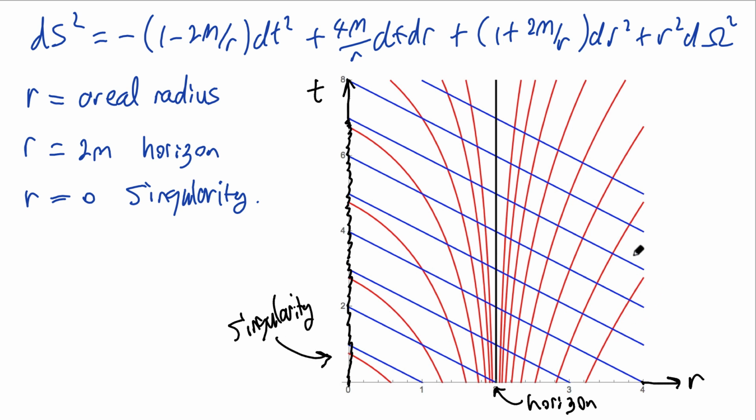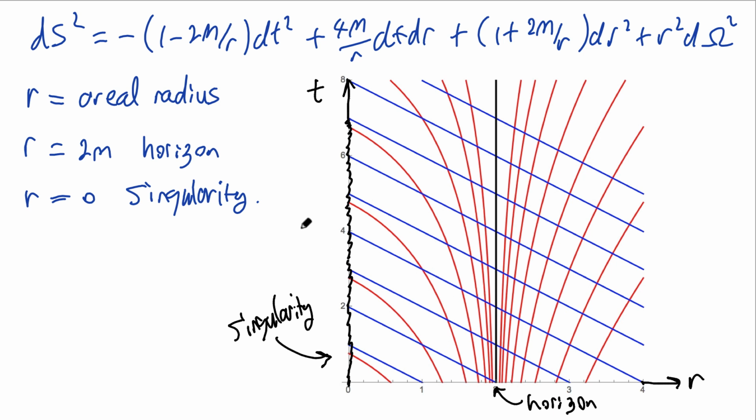Now keep in mind each point in this diagram is a two-dimensional sphere with areal radius r, and the curves here show the directions for null rays, the null geodesics in the rt plane. And you'll notice that inside the black hole, in this region where r is less than 2m, less than the horizon size, all of these null rays are directed in towards the singularity.